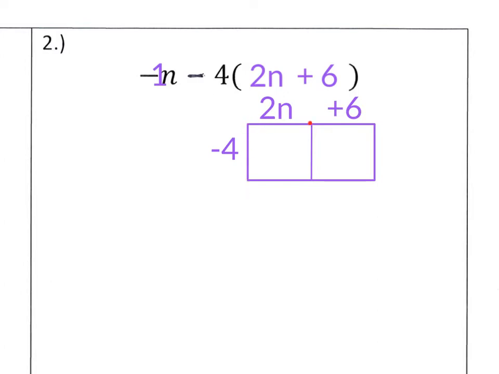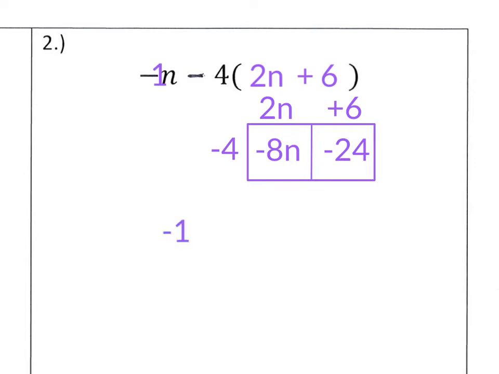Negative 4 times 2n. Negative 4 times 2 gives me negative 8. And because there was an n there, no other variables to add with, I just need to bring over that n. And then on the side here, I have a negative 4 times positive 6. Negative 4 times 6, again, we can just put that in our calculator, and we get negative 24. Okay, so that's my answer from the area model, but I usually keep it up in front.